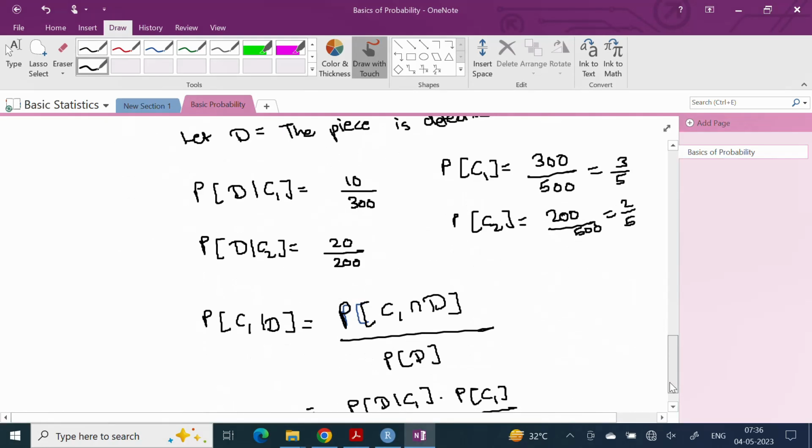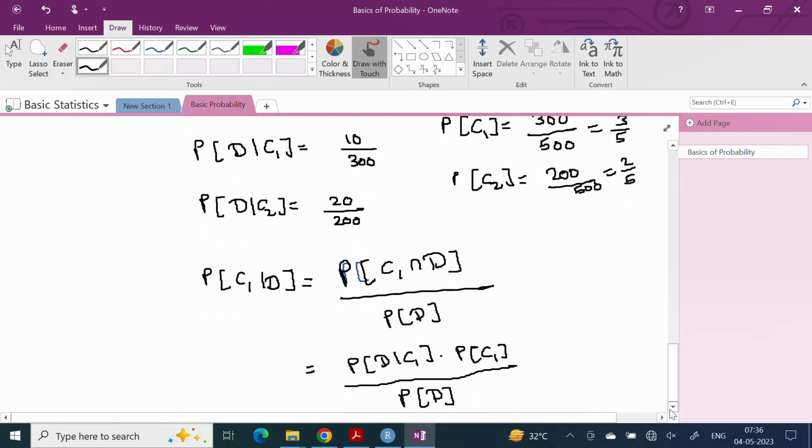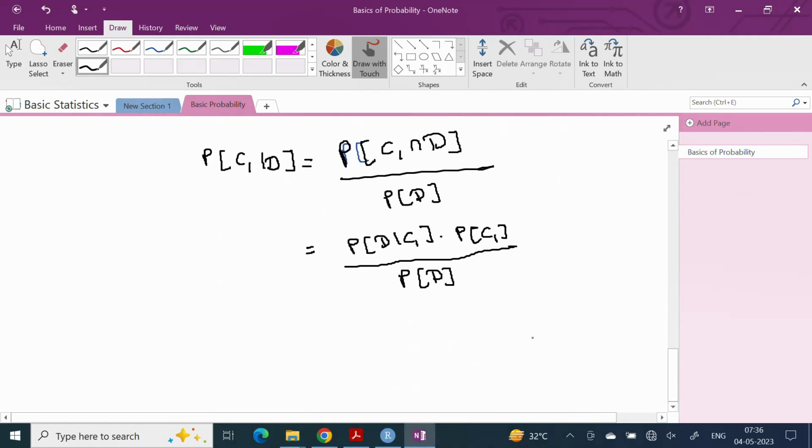So actually I know the terms in the numerator. My problem is about the denominator. I don't know in general what is the probability of the piece being defective. So let me draw a picture which would help us identify that.